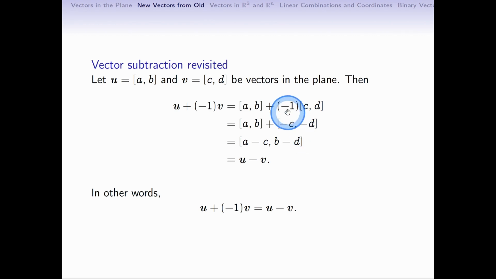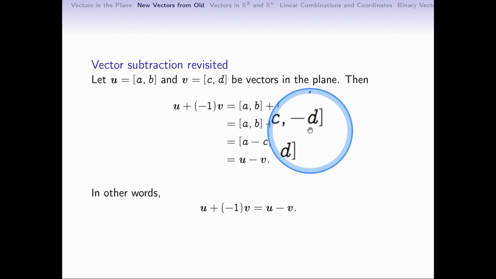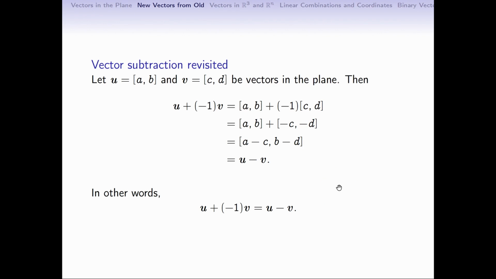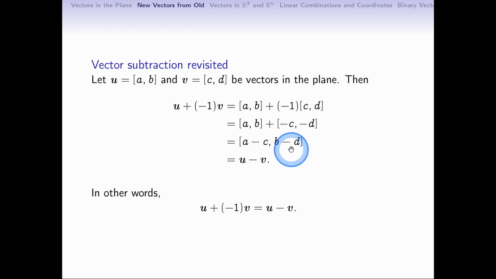So let's do the scalar multiplication first. When I multiply through by -1, I'll have new components, -c and -d. Now I'm going to do the vector addition. So we take the first components and add them together, and then we take the second components and add them together. So the result is going to be a first component of a minus c and a second component of b minus d.